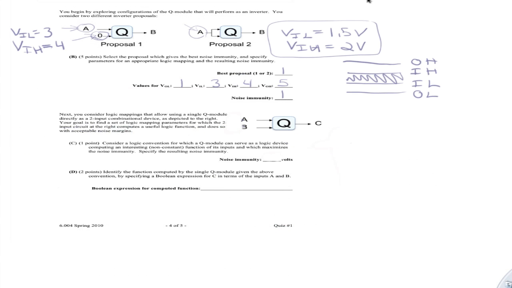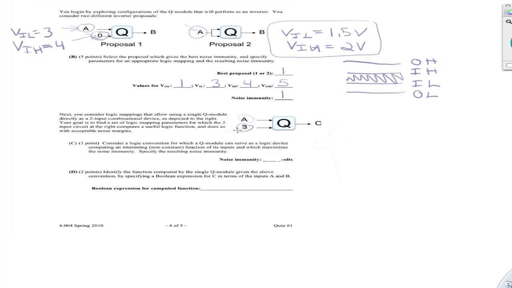Alright, so now for the last part of the problem. Consider a logic convention for which a Q module can serve as a logic device computing some kind of non-constant function of its inputs, which maximizes the noise immunity. So you'll notice here that now we're using 2 terminals separately. We have A and B.